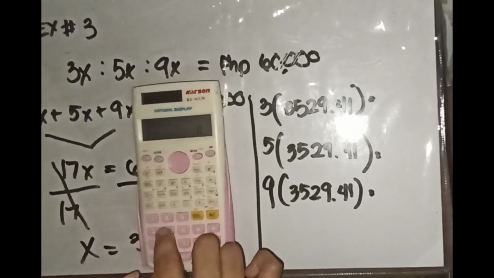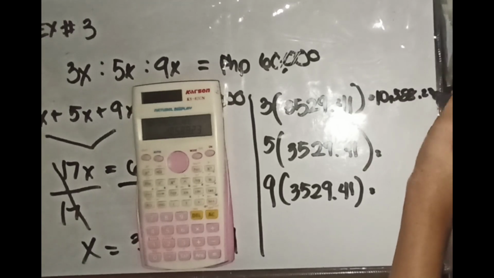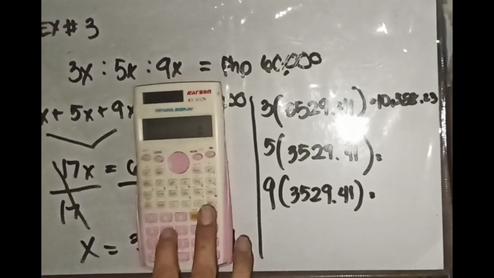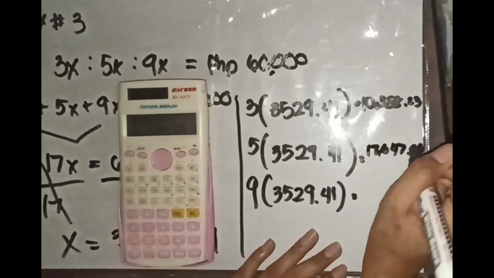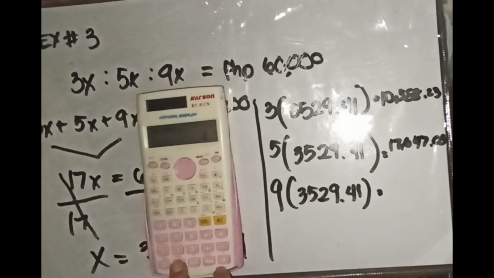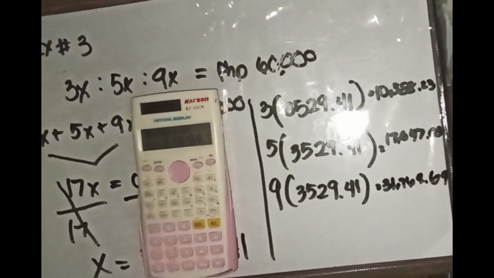3 times 3,529.41 is equal to 10,588.23. Ang sabi sa given, how much shopping does Miss Hernandez have per month? So, ang kukunin lang natin dyan ay yung pang-shopping niya, which is yung 10,588.23.